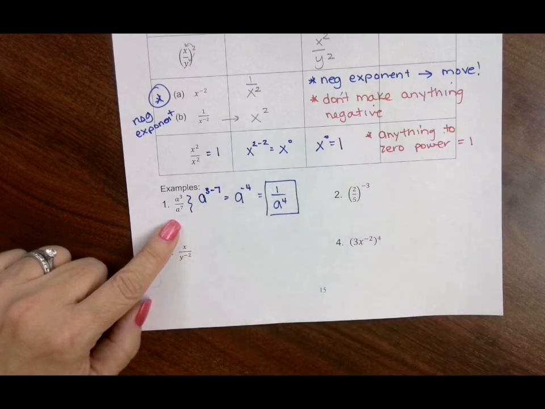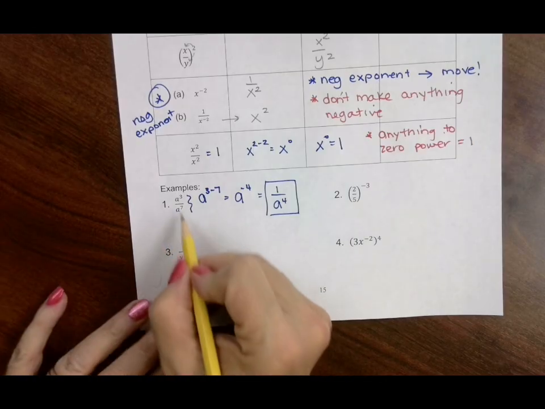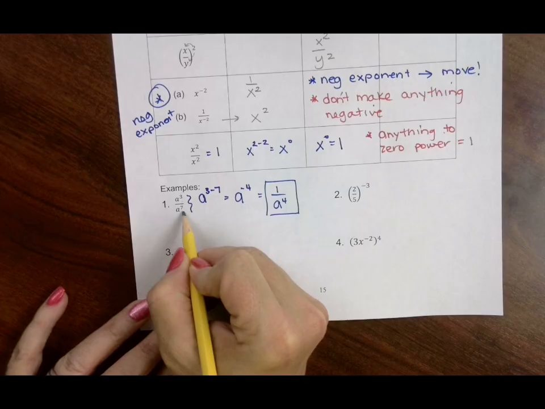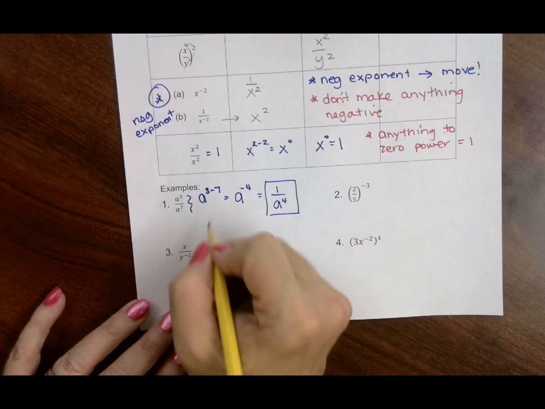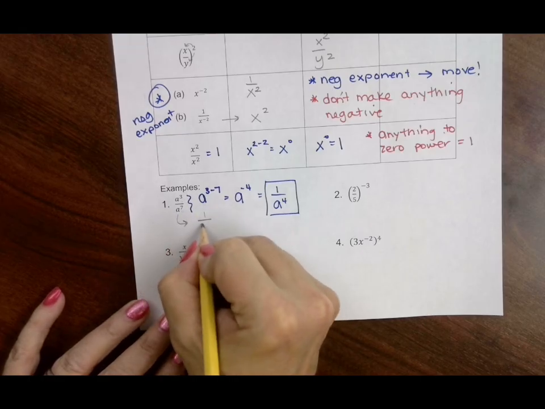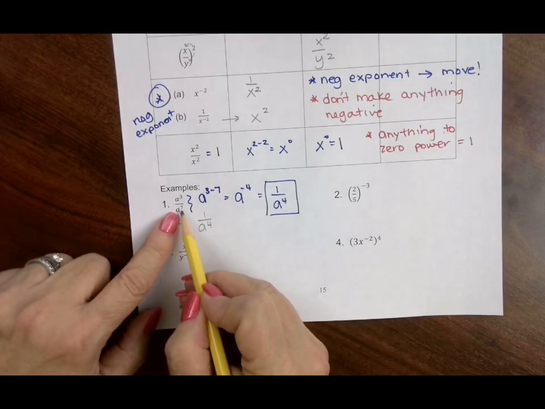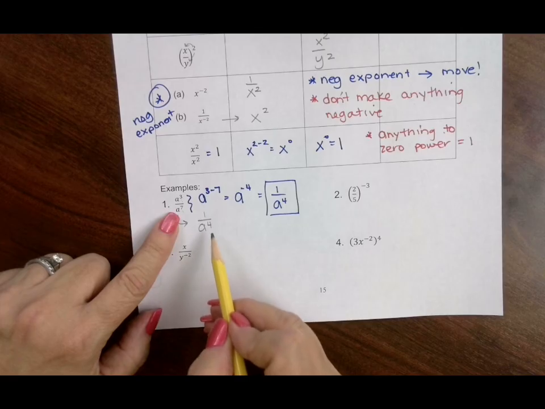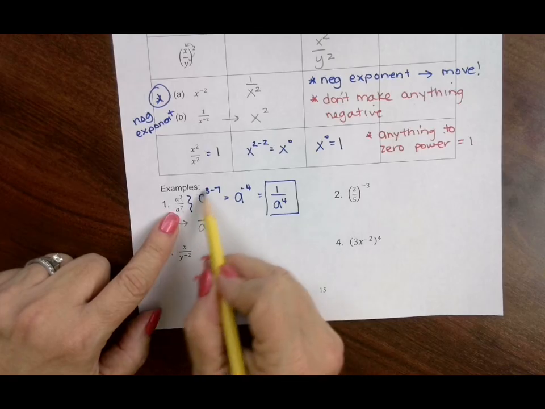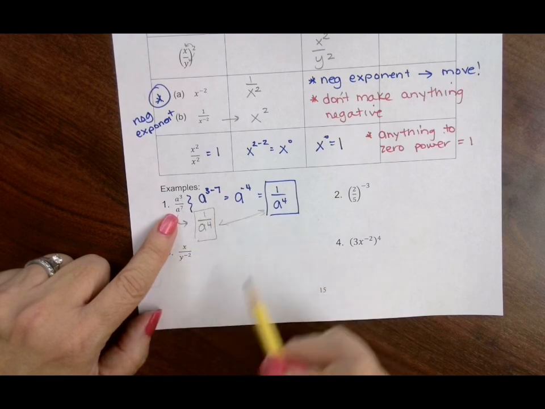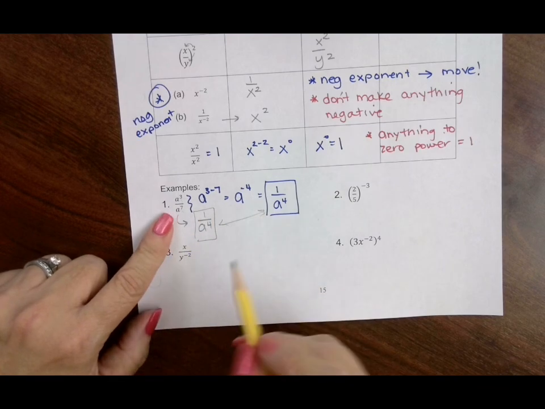But sometimes you don't have to do all that work. And here's what I want you to think about. This tells me I have 3 a's on the top, and this tells me I have 7 a's on the bottom. So I have more a's on the bottom. How many more? 4 more, right? So this is the same as 1 over a to the 4, right? 3 on the top, 7 on the bottom. I have more on the bottom, 4 more on the bottom, so I'm going to keep that on the bottom. Now, mathematically, this is how this works out, but if you can just look at this and logic through it, you get the same answer, okay? So just think about it like that.